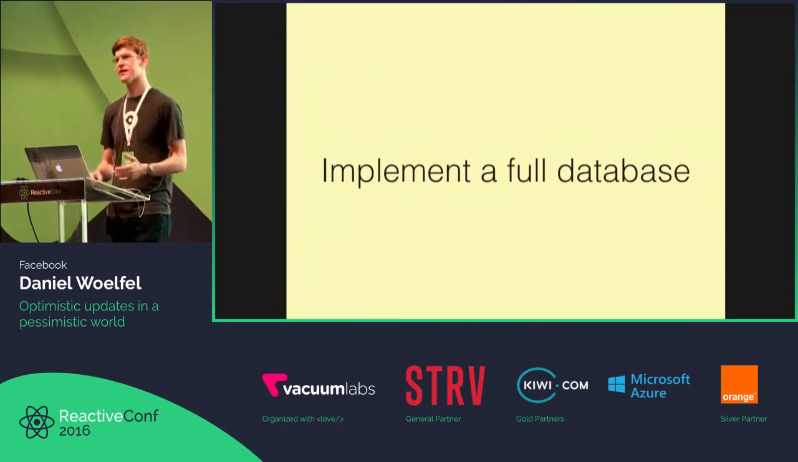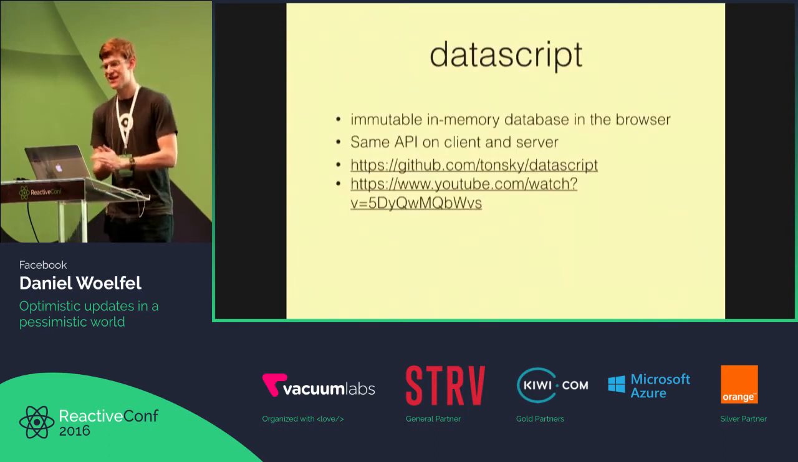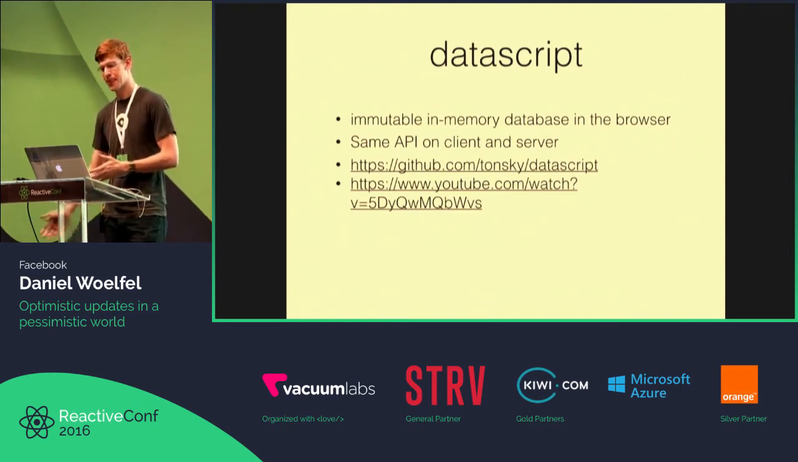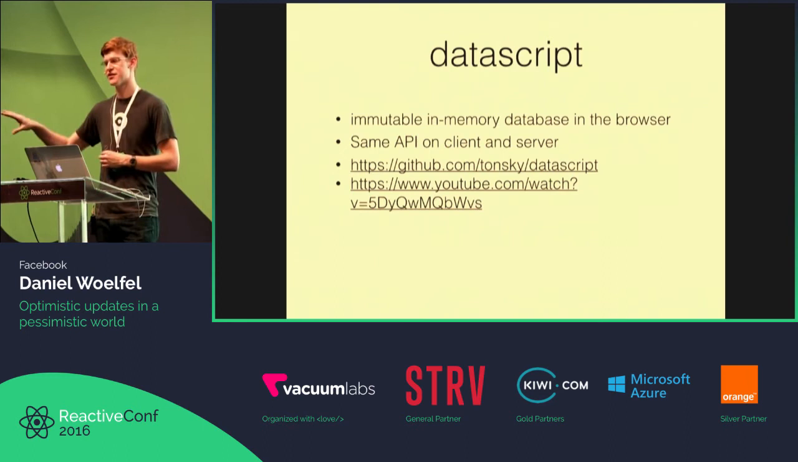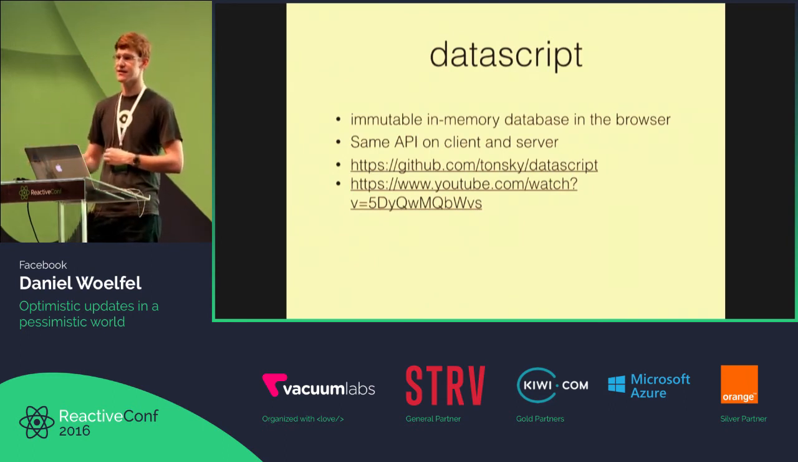So we were talking about transaction logs and being able to roll back. This sounds like features from our database. So we'll implement a full database, except we don't have to. Someone else has. So Datascript, it's an immutable in-memory database that lives in the browser. There's a kind of a server-side version called Datomic, same API on the client and the server.